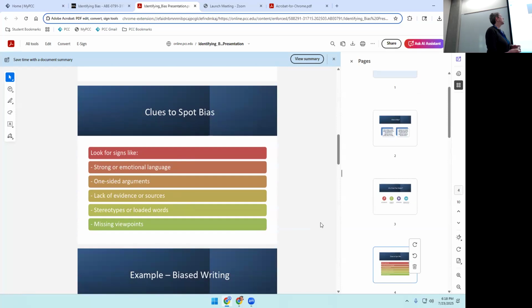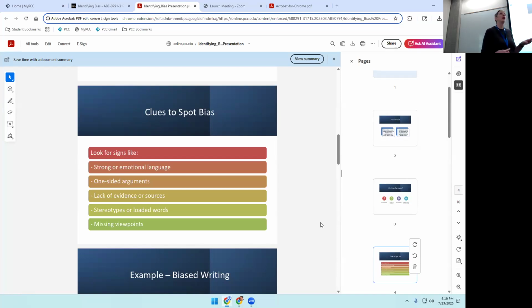Okay, so some of the things that we're looking for to be able to spot bias would be stronger emotional language. If we're trying to drum up emotion, all of those persuasive techniques that we talked about are going to come into play here. If we have just one-sided arguments and never show a second opinion, the alternate benefits or pros or cons, or if there's a lack of evidence or sources, or poor sources. And this is really important for writing your GED essay.